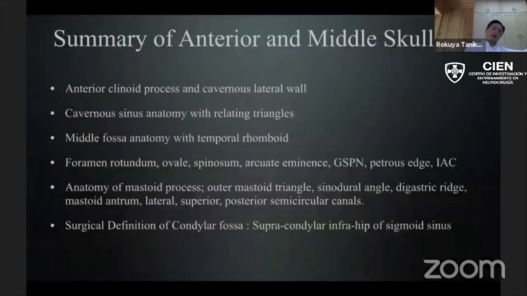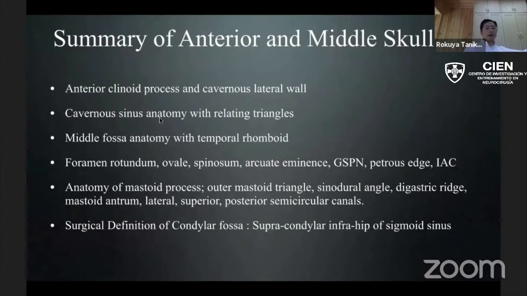So, in summary of the anterior and middle skull base anatomy: the anterior clinoid process and the cavernous lateral wall anatomy. This is very important to come into skull base anatomy. Cavernous sinus anatomy with relating triangles, many triangles. The name of each triangle does not matter, but we have to understand the relationship of the triangles with the cranial nerves and other structures.